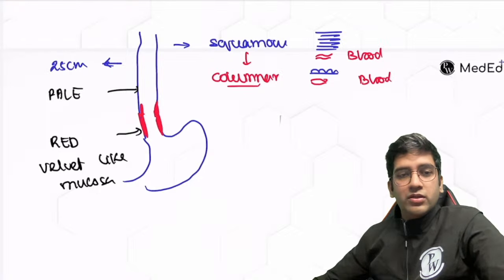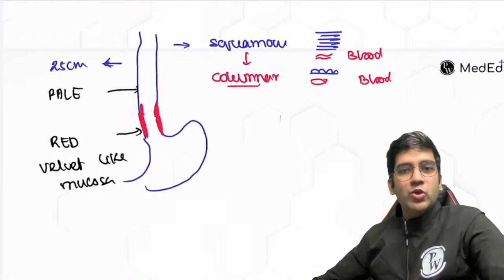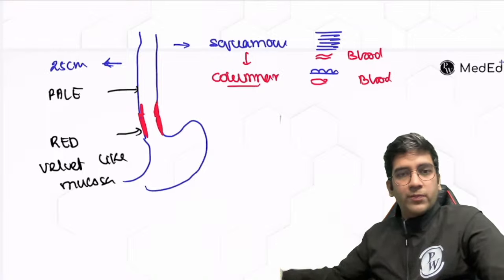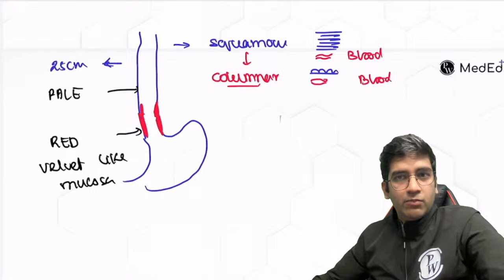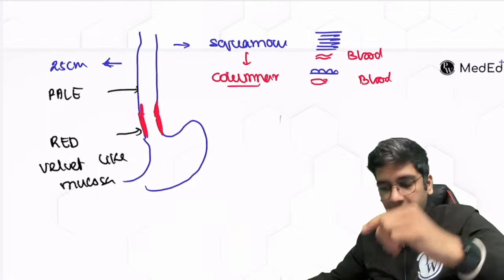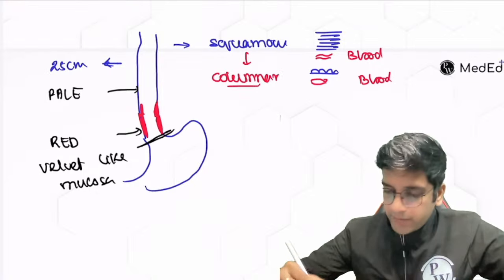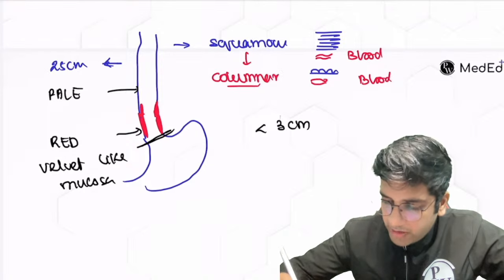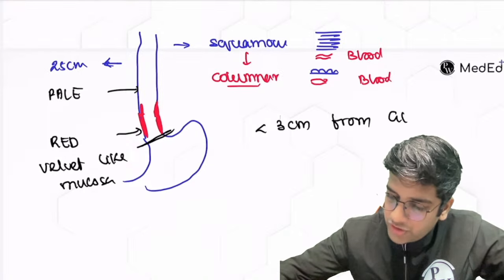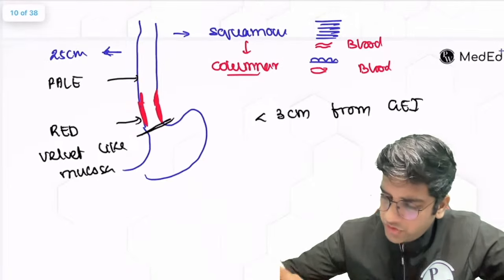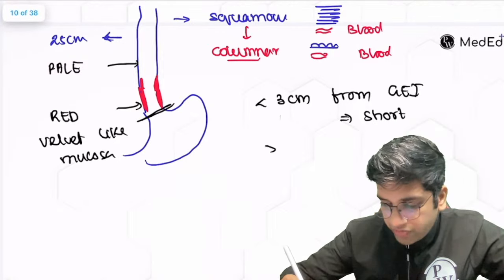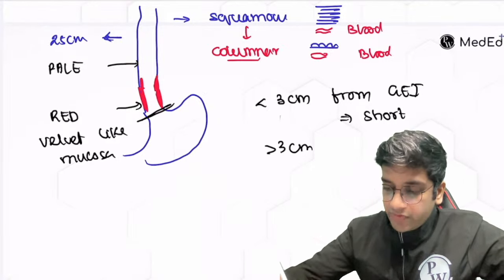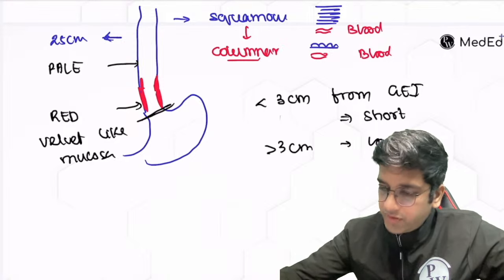Now you'll have to classify Barrett's esophagus based on the length of the segment involved. Does anyone know how we classify Barrett's based on the length of the segment involved? You have short segment Barrett's and long segment Barrett's. If the involvement is less than 3 centimeters from the GE junction, we call it short segment Barrett's esophagus. If it's more than 3 centimeters, even if it involves the entire esophagus, it's a long segment Barrett's esophagus.